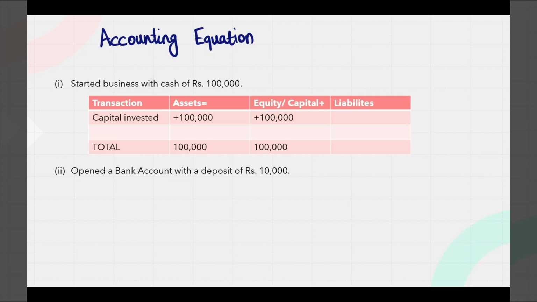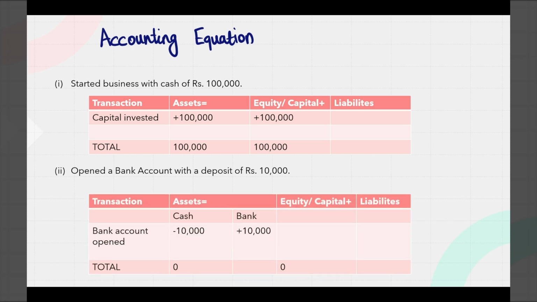Second transaction, opened a bank account with a deposit of rupees 10,000. So I open a bank account for the running of the business. So there is nothing but the cash balance reduces and I deposit in the bank. So both cash and bank are asset accounts. The net impact on the asset side is zero, and you can see that there is no impact on the other side of the equation.